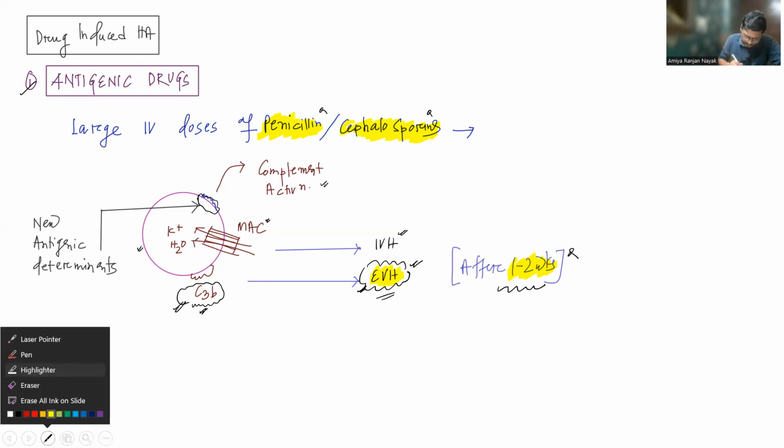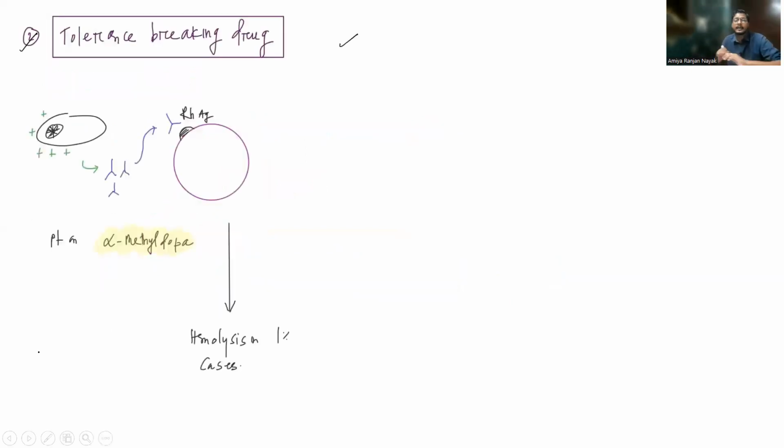Now we'll see the second mechanism. So what is the second mechanism? Second mechanism is tolerance breaking drug. So before understanding this, you should know what you mean by immune tolerance. Actually, immune tolerance is a mechanism by which our own immune system doesn't react with our own cells. That means our immune system will identify our own cells as their friends, and they will not attack them. So that is known as tolerance.